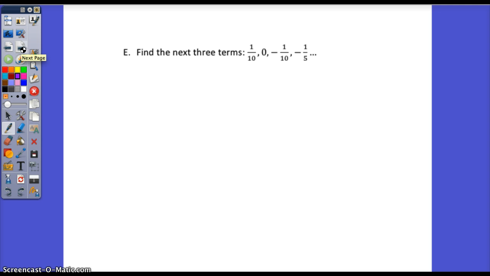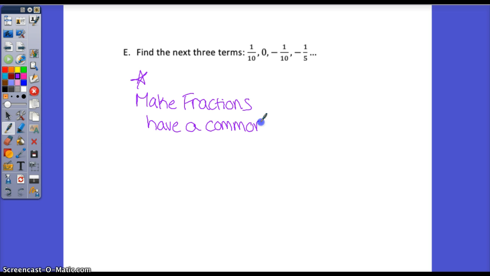Letter E says find the next 3 terms. Notice they are all fractions. In order to do this, make your fractions have a common denominator. It's really hard to compare fractions if you don't have a common denominator. So here we have 1/10, so that's good. We'll leave it as 1/10. 0 is just 0 over 10.